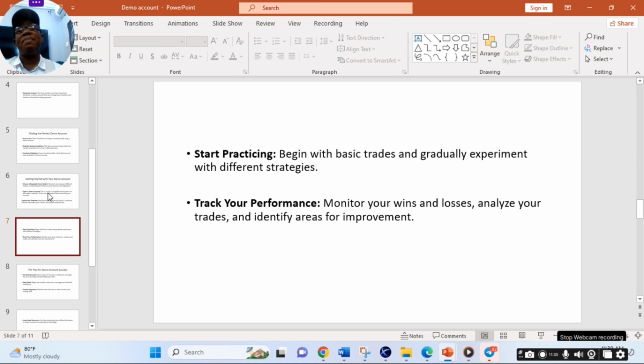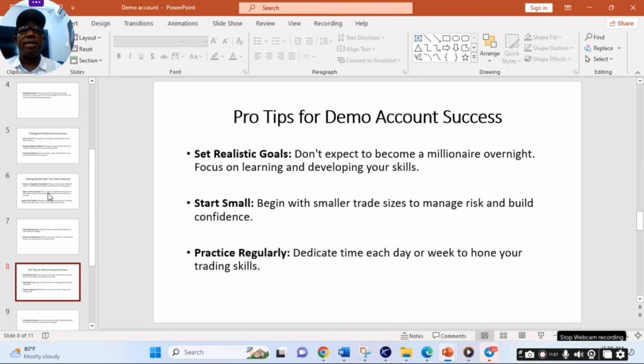Do not remember, this is a platform or this is a practice. That means you must track every performance. How did you win? How did you lose? What happened? What is your trading platforms or trading plans? Did I execute it very well? Am I disciplined in doing what I'm doing? It is only in the demo account that you can get those things done.